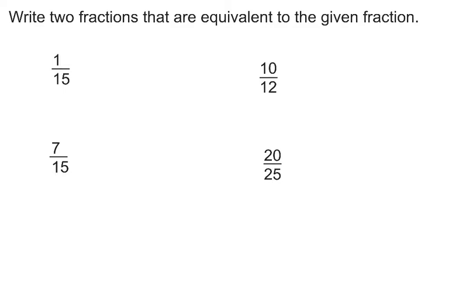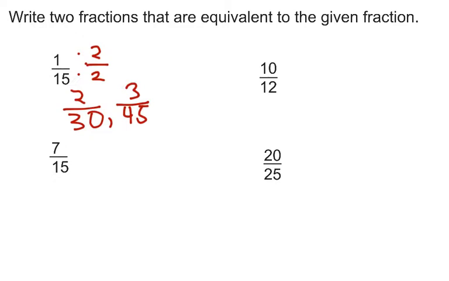So just to give you some examples, 1/15, if I multiply the numerator and the denominator by 2, I would get 2/30. And if I multiplied them by 3, I would get 3/45. Some of you might have just multiplied the numerator and the denominator by 10, 10/150. Anything that you write is sufficient as long as it is the same part-to-whole relationship. So those are just two examples.